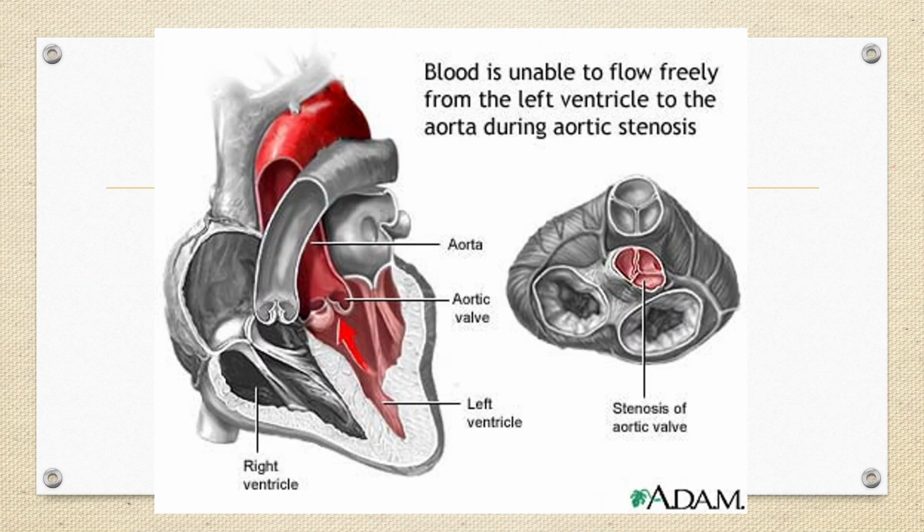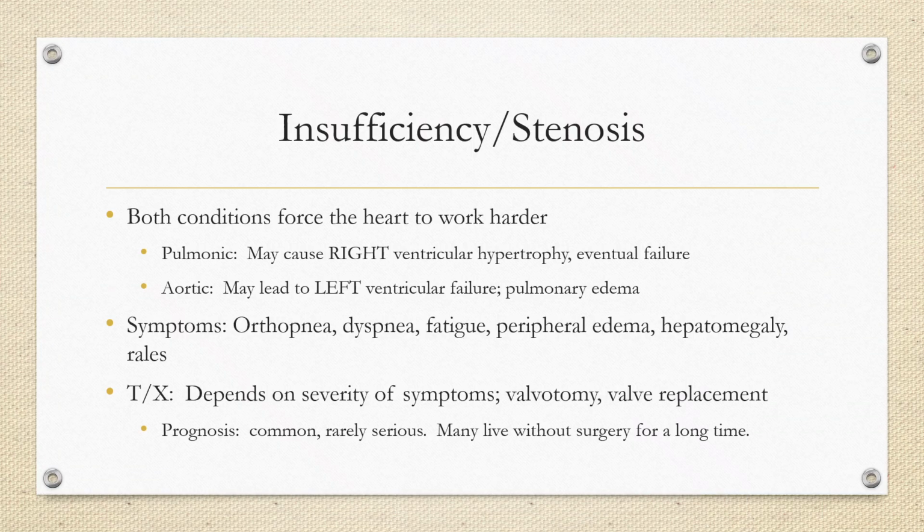Versus when we have stenosis, it's hardening, and so it's obstructing the blood flow there. But regardless, we are forcing the heart to work harder. If it involves the pulmonary valve, it might cause right ventricular hypertrophy, which can lead to eventual failure of the right ventricle. If it's related to the aortic valve, left ventricular failure with resultant pulmonary edema.